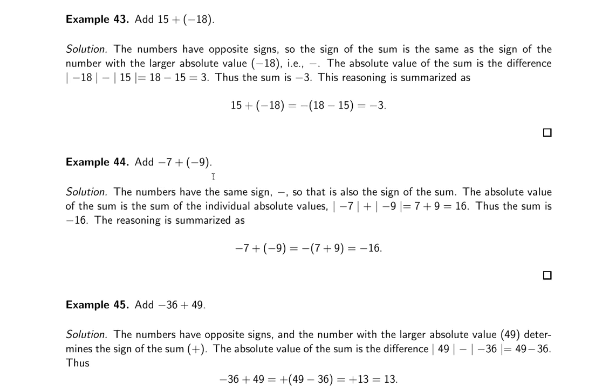Here we have two with the same sign. So add the absolute values. That's 16. Keep the sign. That's negative 16.